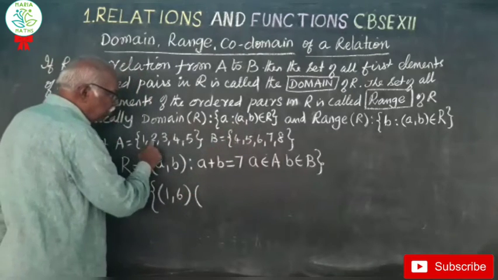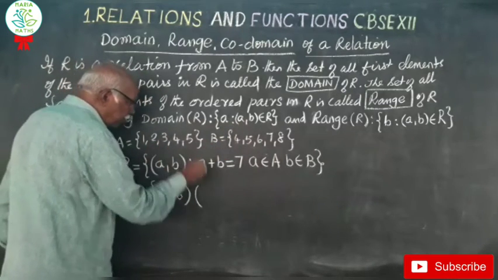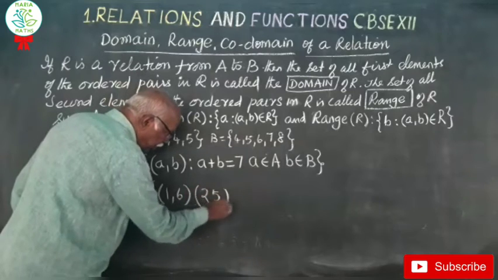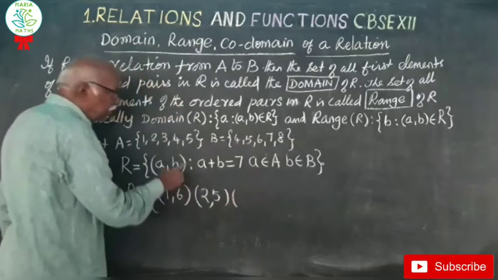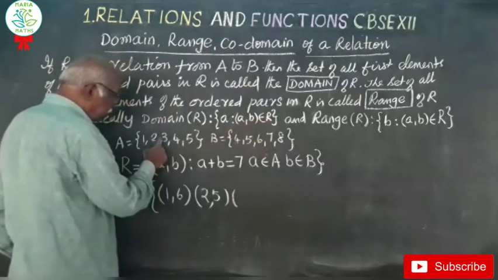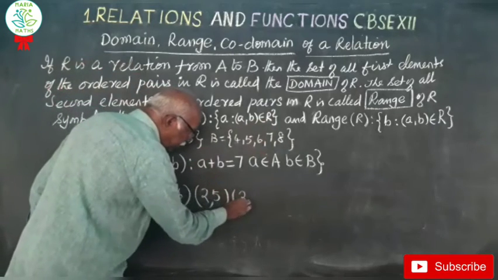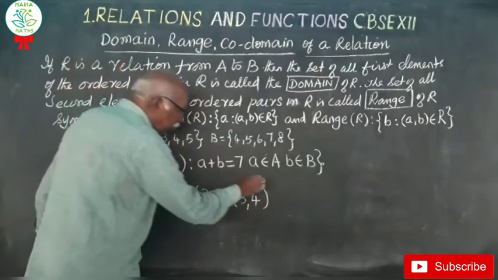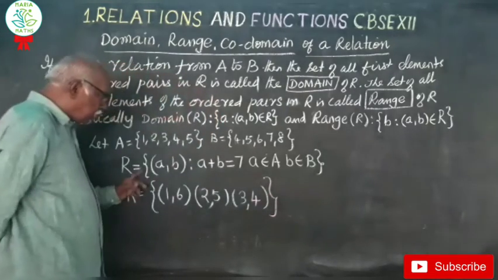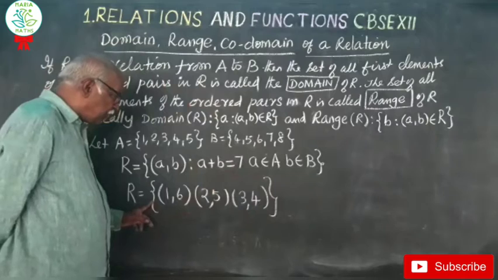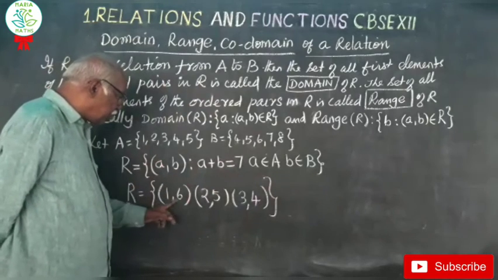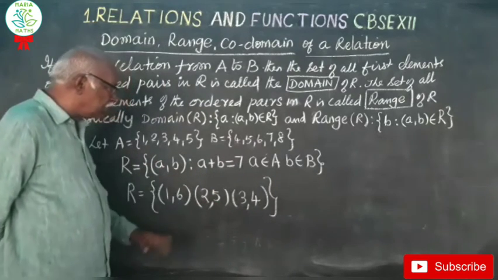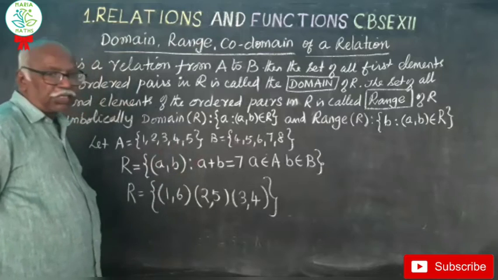Then 2 plus 4, 6, not related. 2 and 5 related. 2, 6 won't relate. 3 and 4 related. Then no other elements are related. According to this condition, we got only 3 ordered pairs: (1, 6), (2, 5), (3, 4). R is equal to this set, with the sum equal to 7.